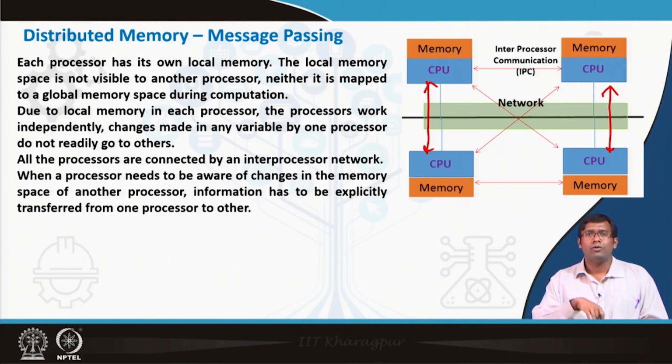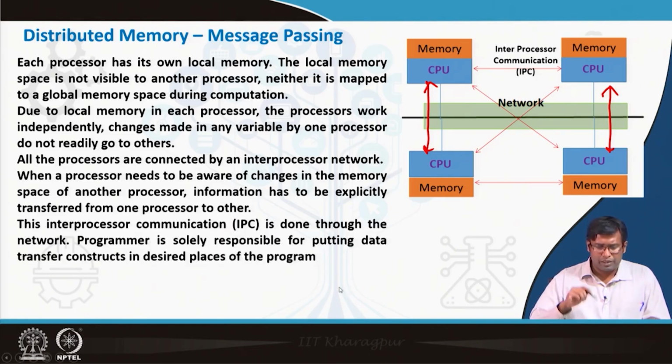Say I have to pass an envelope to my friend. If I give him the envelope, he does not take it, then the message passing is incomplete. So, one gives, another has to receive, and all these things have to be explicitly defined in the program. The interprocessor communication, IPC, is done through the network. The programmer is solely responsible for putting data transfer constructs in desired places of the program.